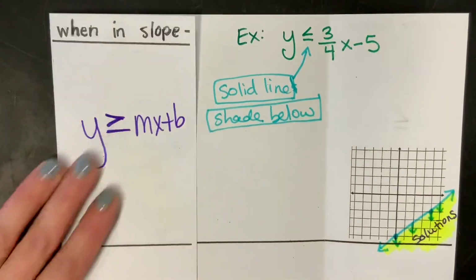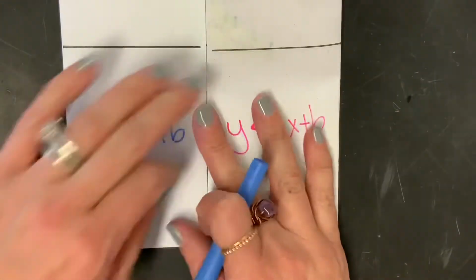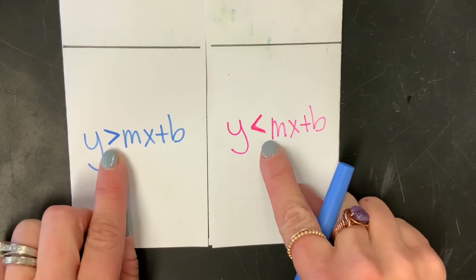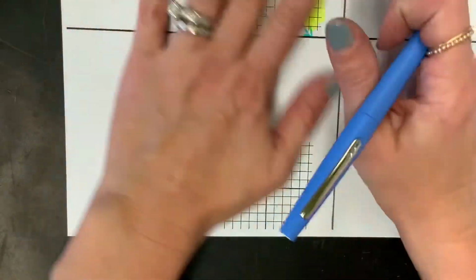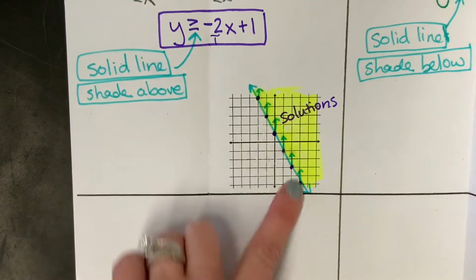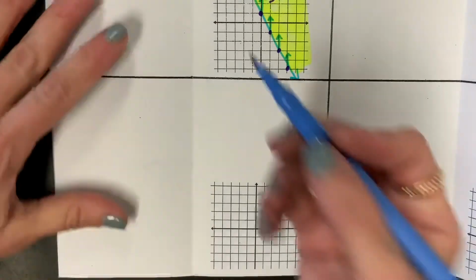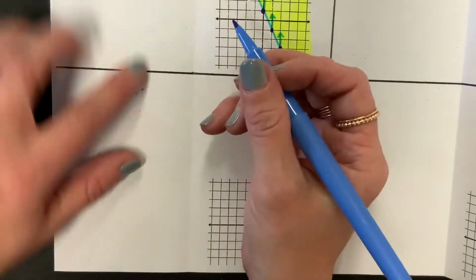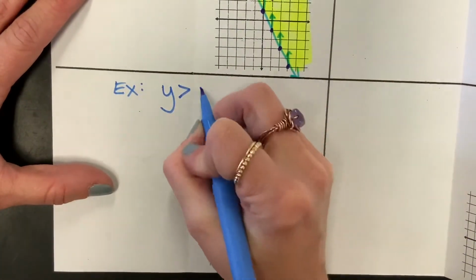All right, now I'm going to move down to the bottom where these symbols are just greater than and less than. They don't have the or equal to with them. Okay, so let's talk about if it's just greater than first. So previously above that we had greater than or equal to, solid line shading above. Now, maybe, for example, Y is greater than X.